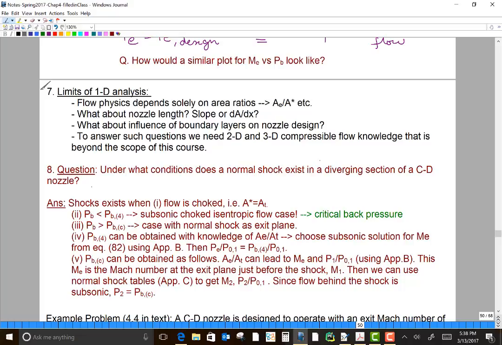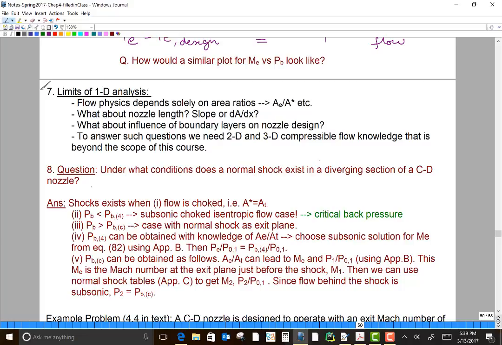As long as you have the same area to throat ratio at a particular location, it doesn't matter what the distance of separation is between the throat and this exit area location. In other words, the slope dA/dx is not important. Okay, so that is the essence of this 1D analysis. The other issues, such as what about the influence of boundary layers on the nozzle design? In this textbook, we focus primarily on situations where boundary layers have no role to play, but in reality they do, which means you have to look at 2-dimensional, 3-dimensional models, either theoretically or on the computers, to understand the physics.